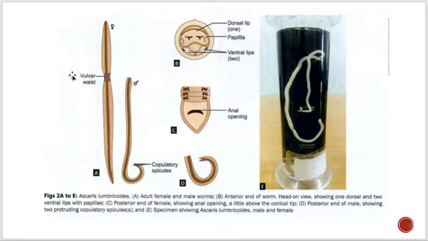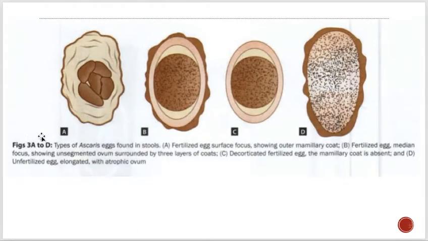And if you see the eggs, the eggs are basically two types. You can see types of Ascaris eggs found in stools. A is the fertilized egg. This is the outer mammillary coat. B is also a fertilized egg. C is a decorticated fertilized egg, and D is an unfertilized egg, which is elongated with atrophic ovum.